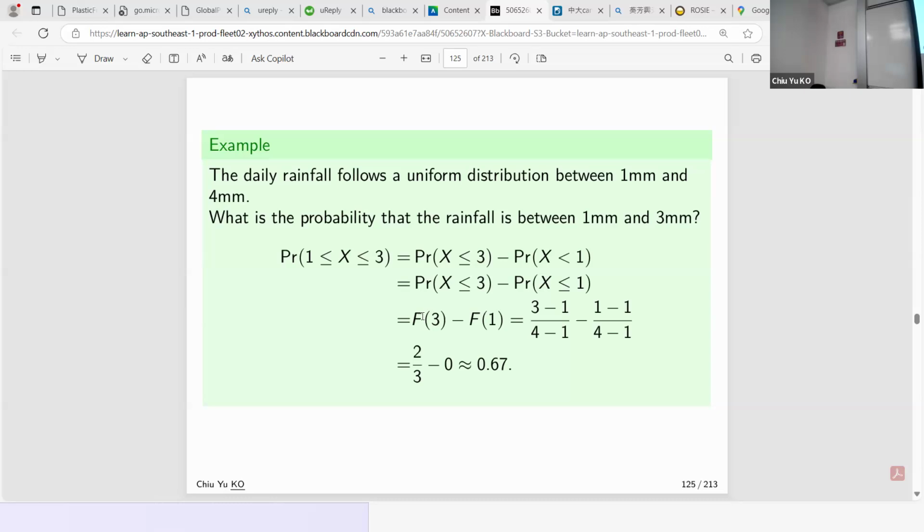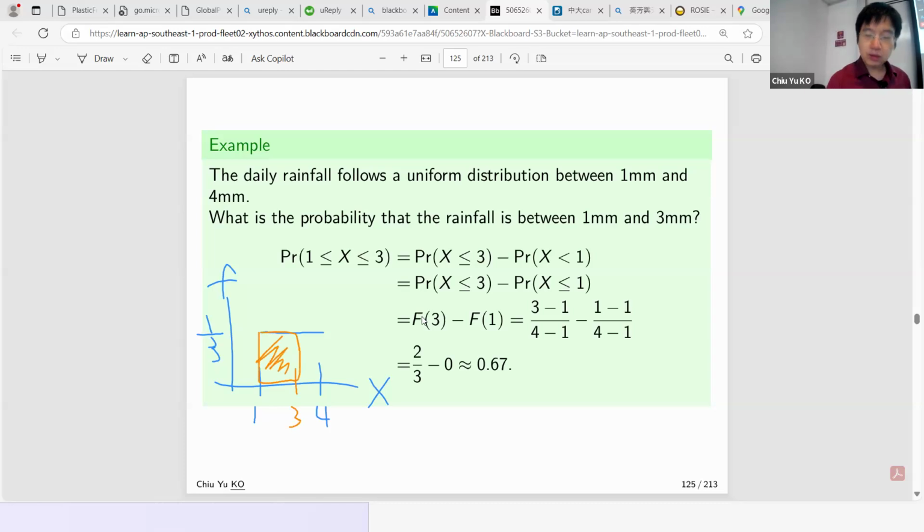I hope that would be okay. That's not something too terrible. But if you look at the first principle, if you don't remember the formula, the easiest way to think is like this. X is between 1 and 4. What's f here? The height must be 1/3, because the base is 3, the height must be 1/3. 3 times 1/3 is 1. But the question is between 1 and 3, so the question is asking for this area.